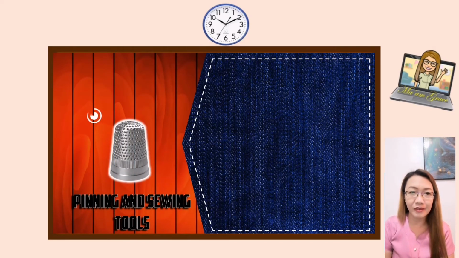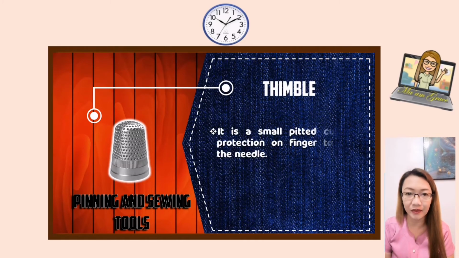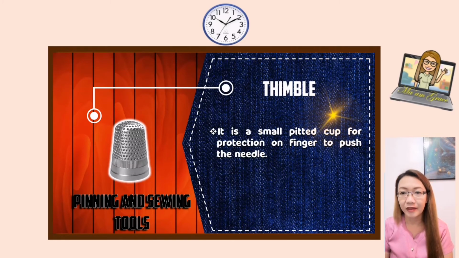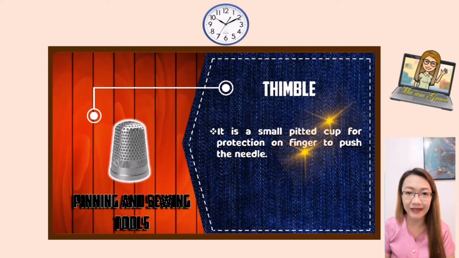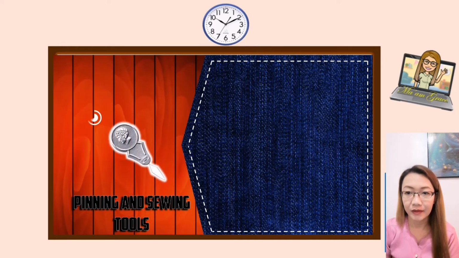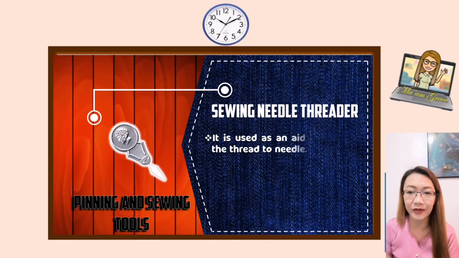After the marking tools, let's now move on to the pinning and sewing tools. Let's first have the thimble. A thimble is a small pitted cup for protection on the finger to push the needle. Sewing needle threader, or the needle threader. A needle threader is used as an aid in putting the thread to the needle.